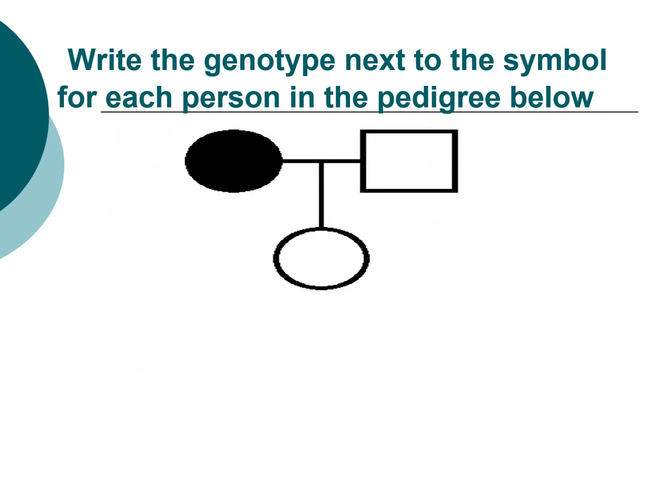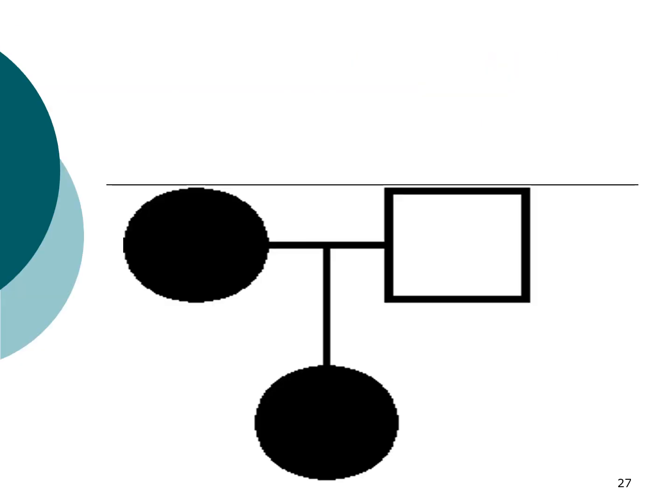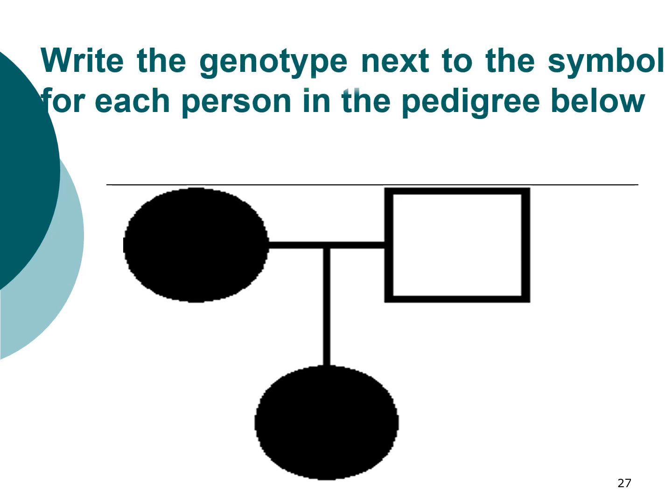You also have to write the genotype next to the symbol for each person in the pedigree below. Having done that, is it possible that this pedigree is for an X-linked recessive trait? Give reasons for your answer. This is yet another pedigree. You also have to write the genotype next to the symbol for each person in the pedigree below.